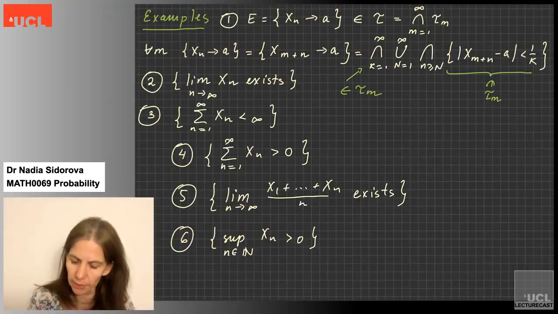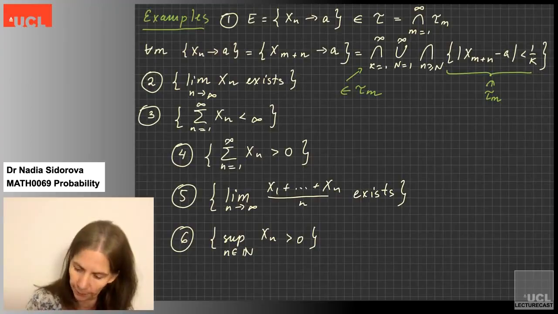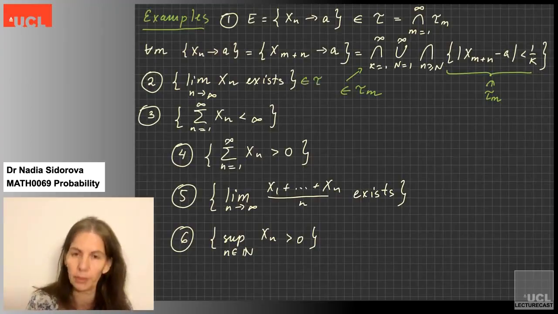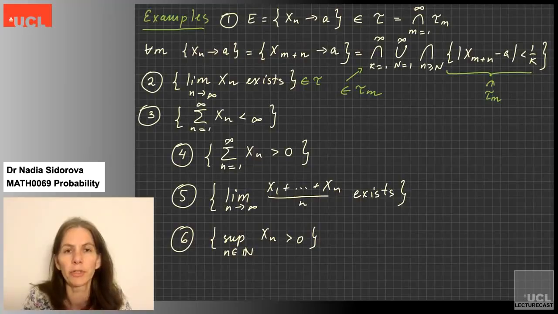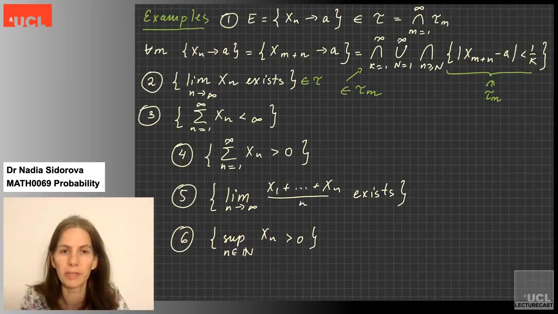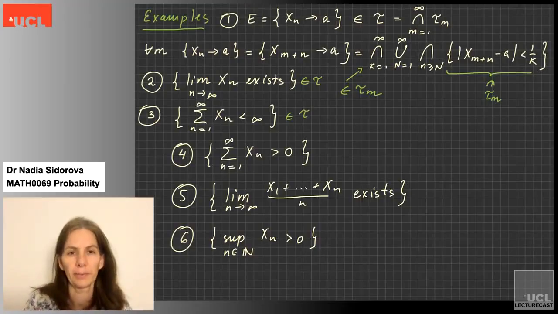Okay, so let's look at this one. Here the idea is very, very similar to part one. Whether or not the limit exists doesn't depend on any finitely many initial terms of the sequence. So this event belongs to tau. Now, whether a series converges or it doesn't is not influenced by the behavior of the first few terms. So very similarly, we can say that this is a tail event.